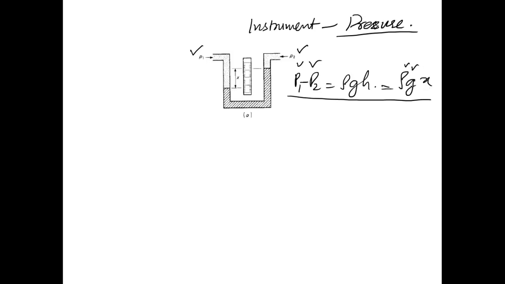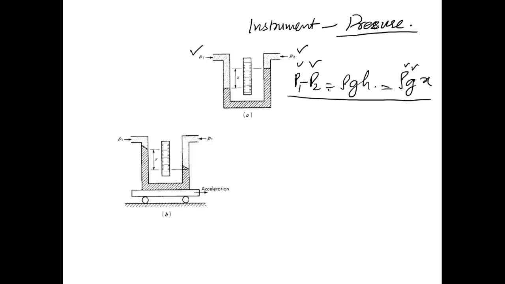So the x gives us the solution. But what happens is, if such an instrument is placed on an accelerating surface or an accelerating body, then because of the acceleration of that body, even if P1 is equal to P2, you could actually see something like this happening to this instrument. So this is accelerating in this direction.